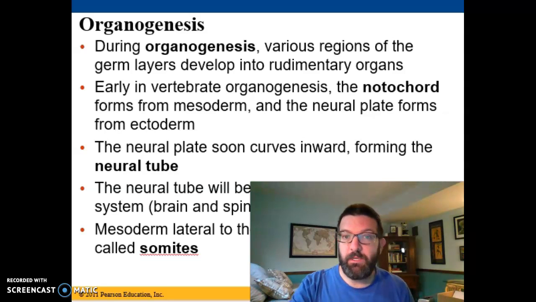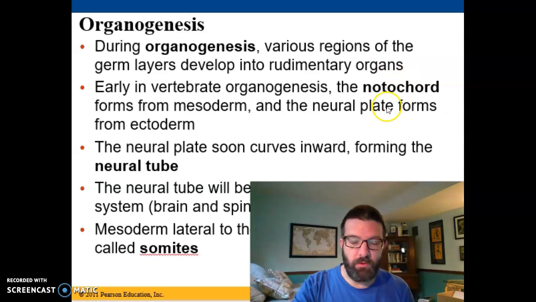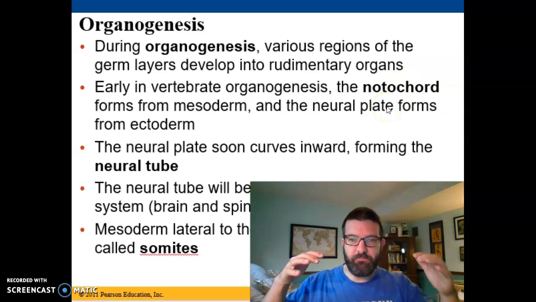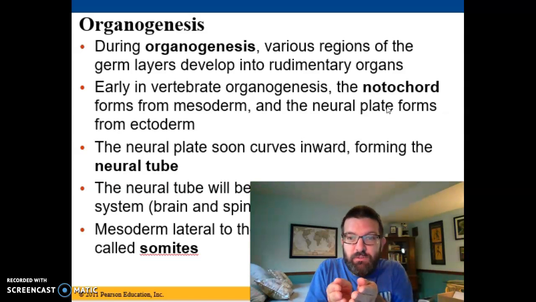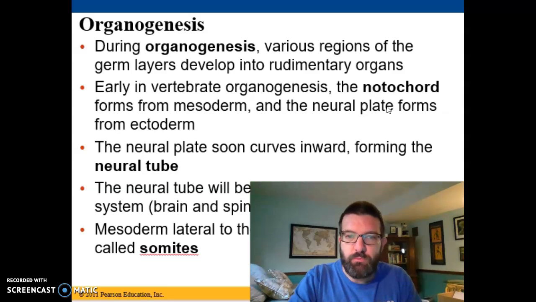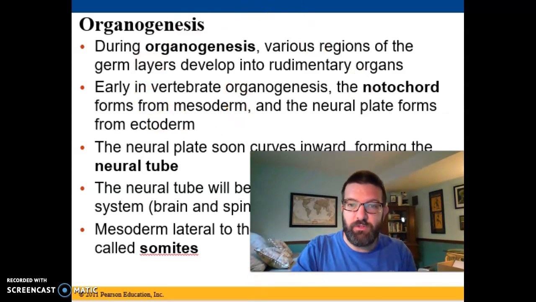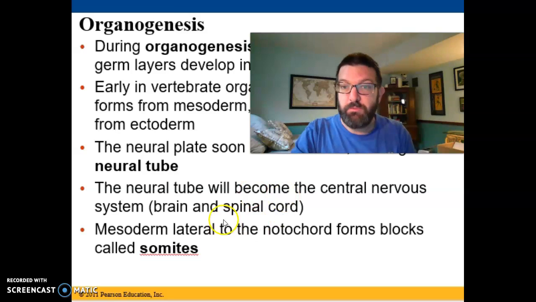After gastrulation, we begin organogenesis. So we're starting to form the rudimentary beginnings of the organs. And the mesoderm is going to form into the notochord, and then the ectoderm outside of that is going to form the neural plate, which begins curving until it forms a groove, and then those lips are going to come together to form a tube called the neural tube. That eventually will become your brain and spinal cord.